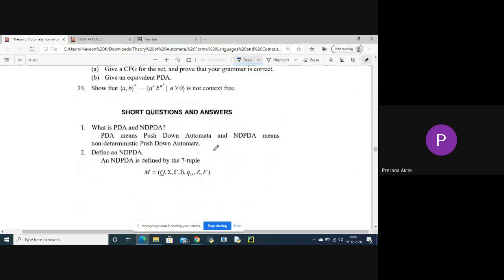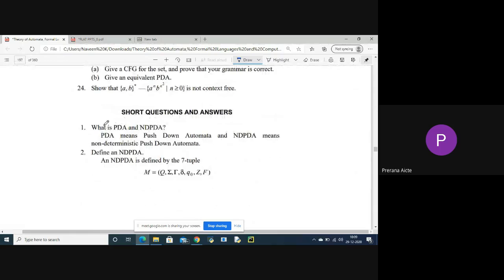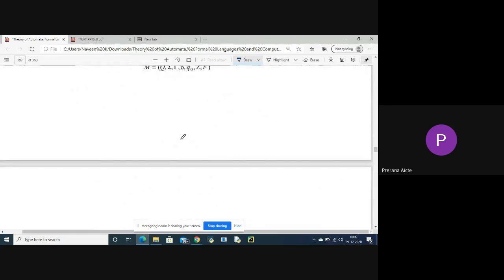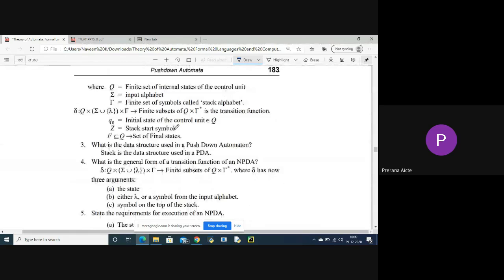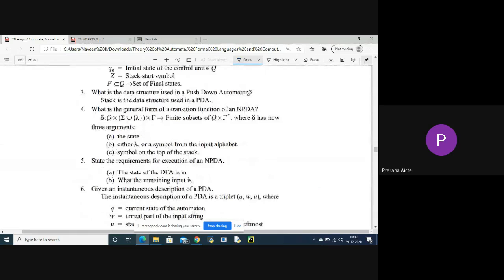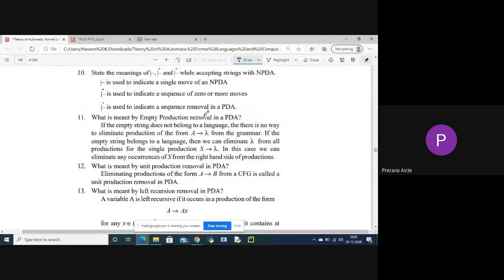Okay, coming to the review of pushdown automata and Turing machine. Here PDA means pushdown automata and NPDA means non-deterministic pushdown automata. So deterministic is nothing but for one input there exists only one transition. What is the data structure in the pushdown automata? Stack is the data structure in the pushdown automata. There are two types of normal forms: Chomsky normal form and Greibach normal form.